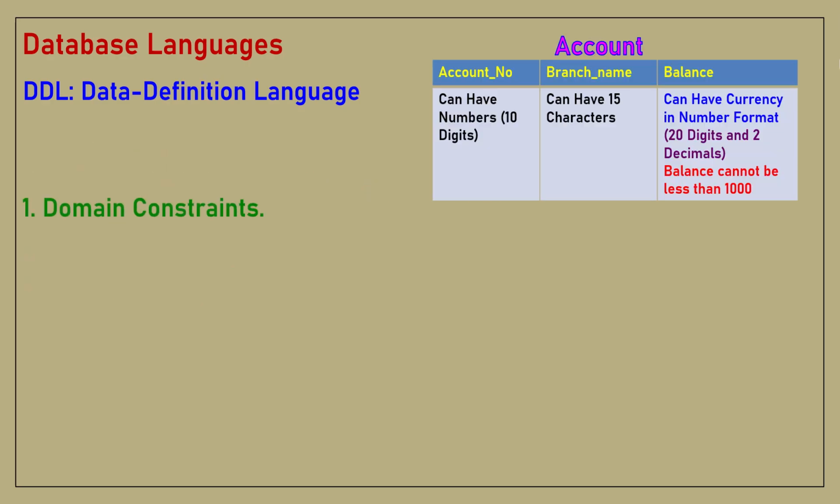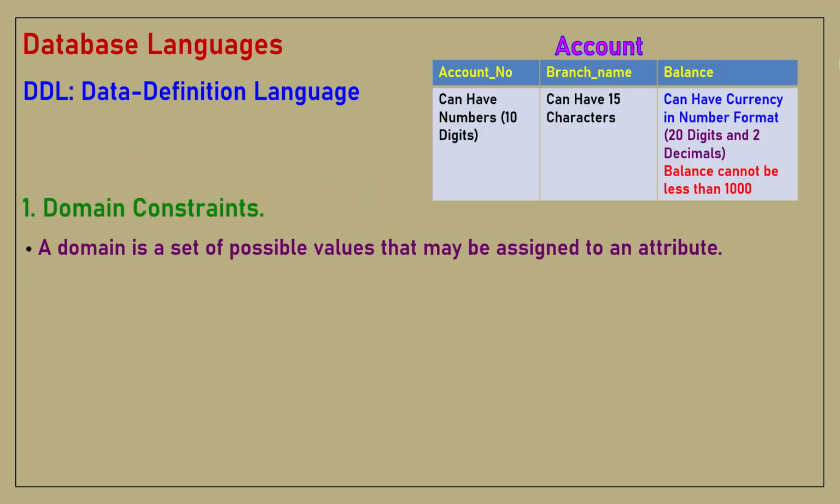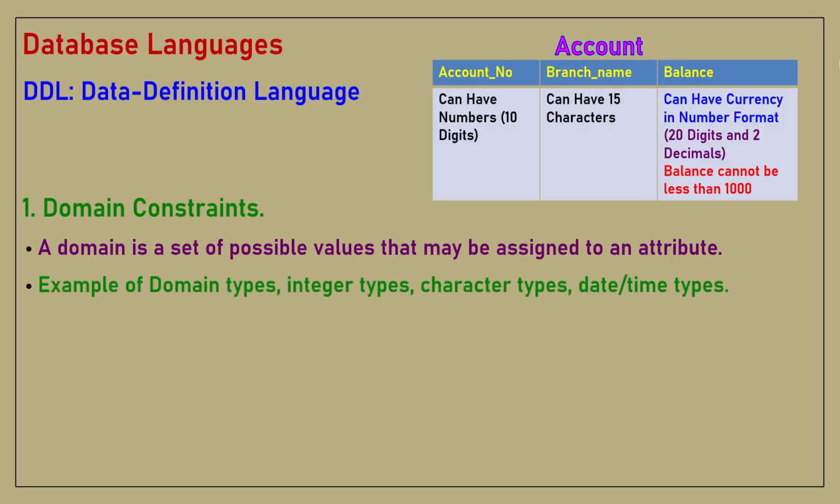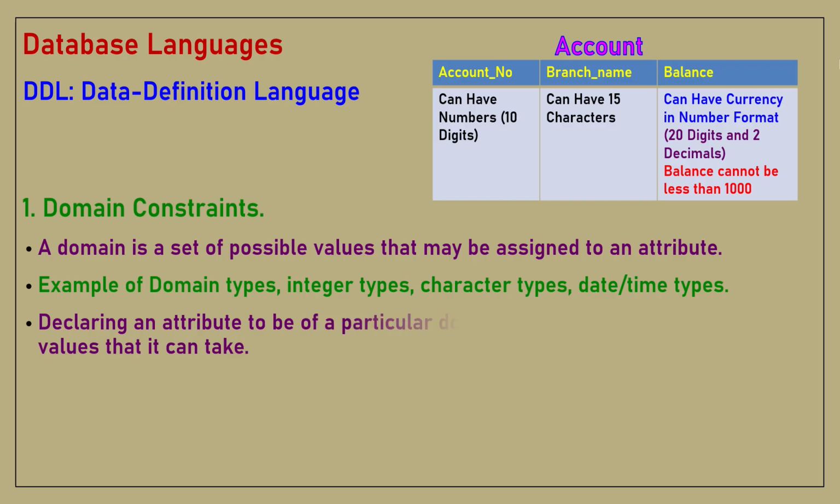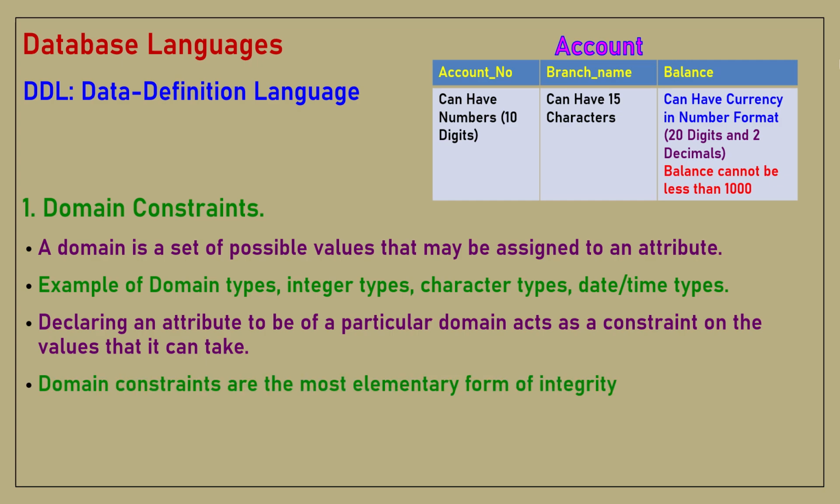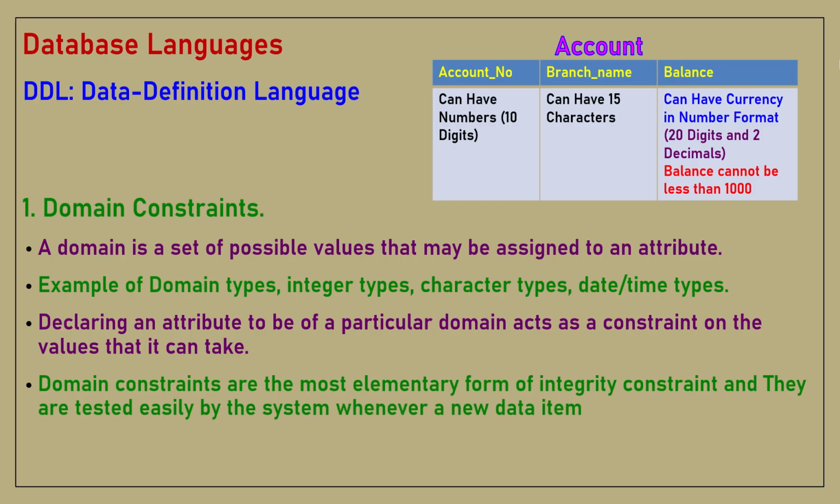Domain constraints. A domain is a set of possible values that may be assigned to an attribute. For example, integer types, character types, datetime types. You can observe in the example account table each attribute is having some constraint. Declaring an attribute to be of a particular domain acts as a constraint on the values that it can take. Domain constraints are the most elementary form of integrity constraint. They are tested easily by the system whenever a new data item is entered into the database.